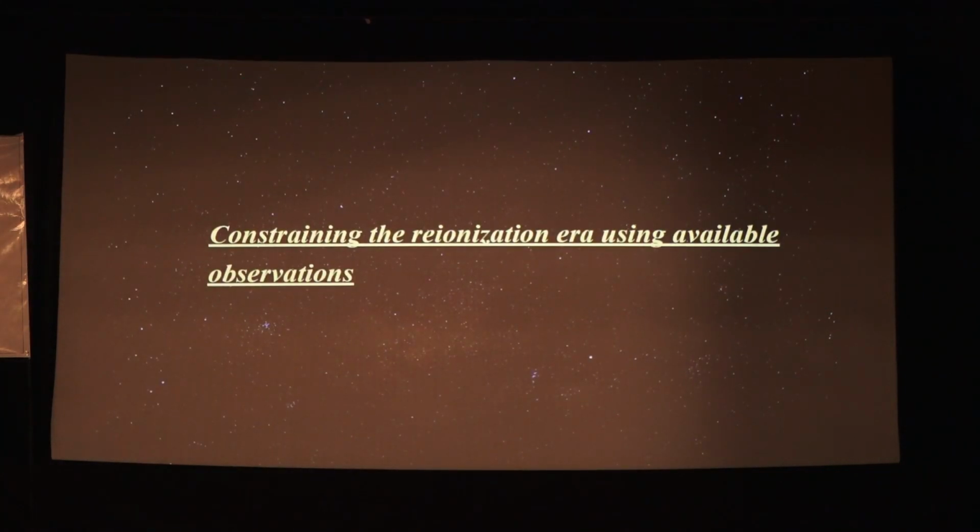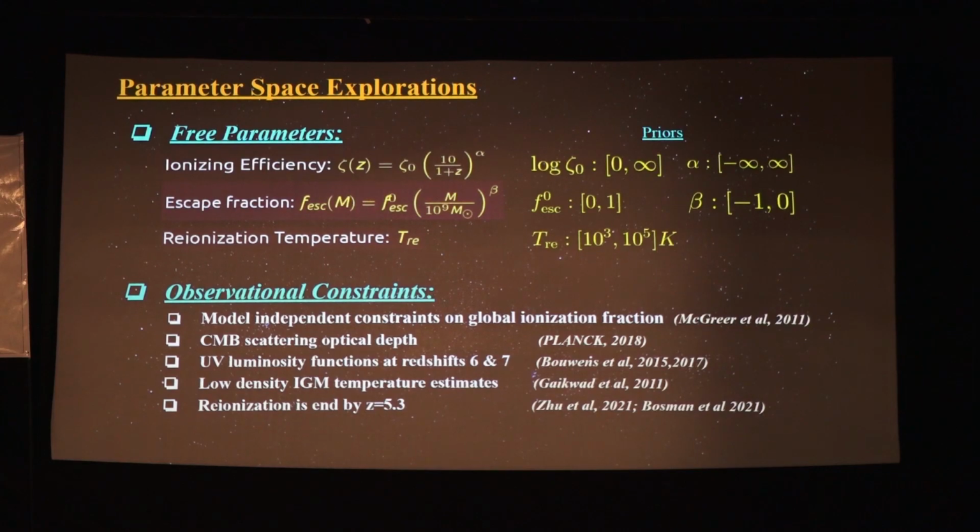Now we will have these probes. How can we constrain the reionization era using these observational data which are already available? So to remind, we have mainly 5 free parameters: ionizing efficiency, which can be modeled with this normalization factor zeta naught, which is basically the ionizing efficiency at redshift 9. Alpha gives the redshift evolution, and we also assume an escape fraction, that is the fraction of photons which are able to escape from the halos to ionize the IGM.